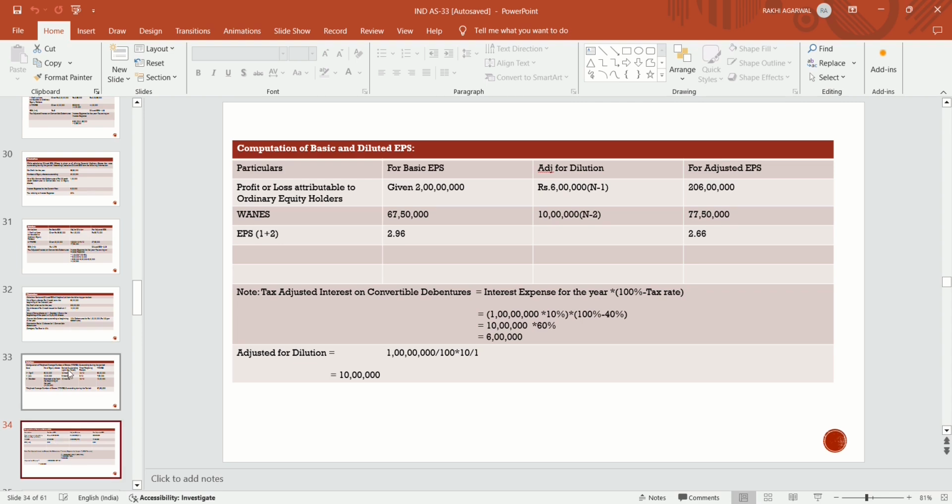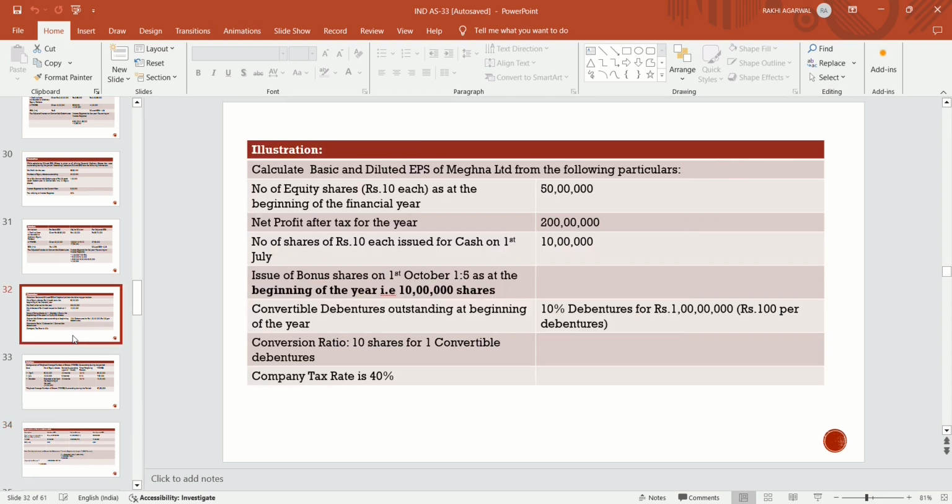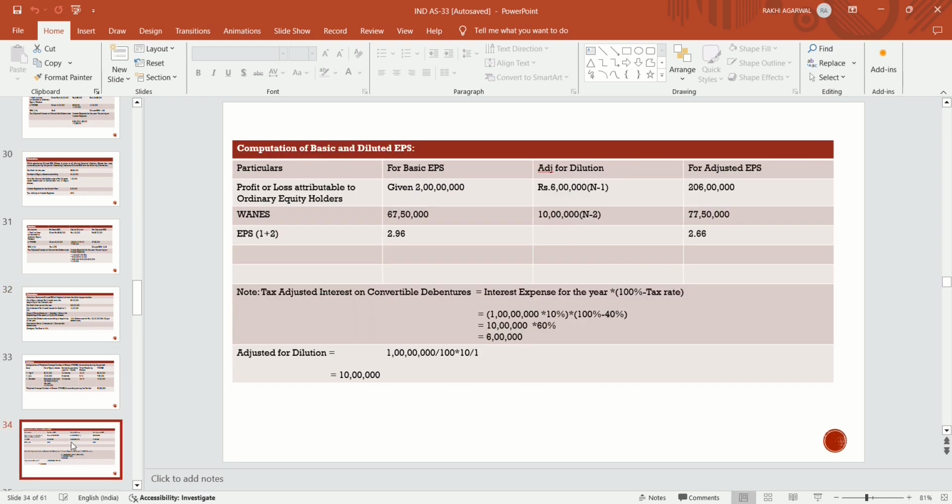The interest on that debenture, the incremental earning, becomes 1 crore into 10%, and after tax it becomes 60%. So 1 crore into 10% into 60% becomes 6 lakh. So the incremental adjustment for dilution is 6 lakhs and the weighted average number of shares for dilution is 10 lakh.